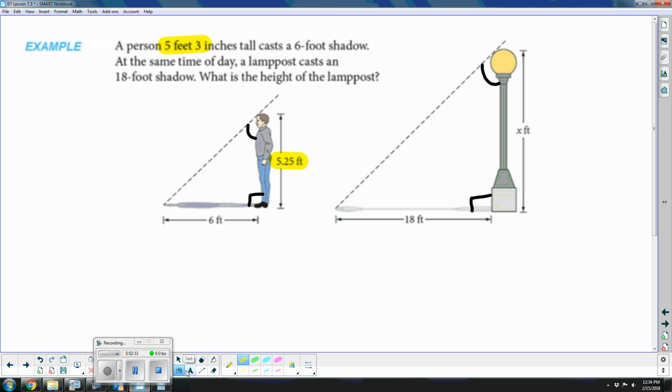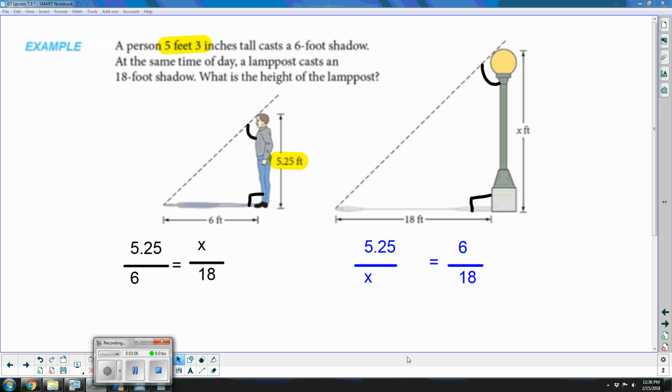So again, you can either use a proportion within the triangle and compare it to a proportion within the other triangle, or you can set up corresponding sides. So I'm going to set up two proportions that are going to give you exactly the same answer for x. So the first one, I'm just using a proportion within this triangle. 5.25 to 6 is equivalent to x to 18. Or I can set up corresponding sides of the triangles and use a proportion that way. So then my second proportion is 5.25 to x equals 6 to 18. And both ways I'm going to solve for x by cross multiplying.